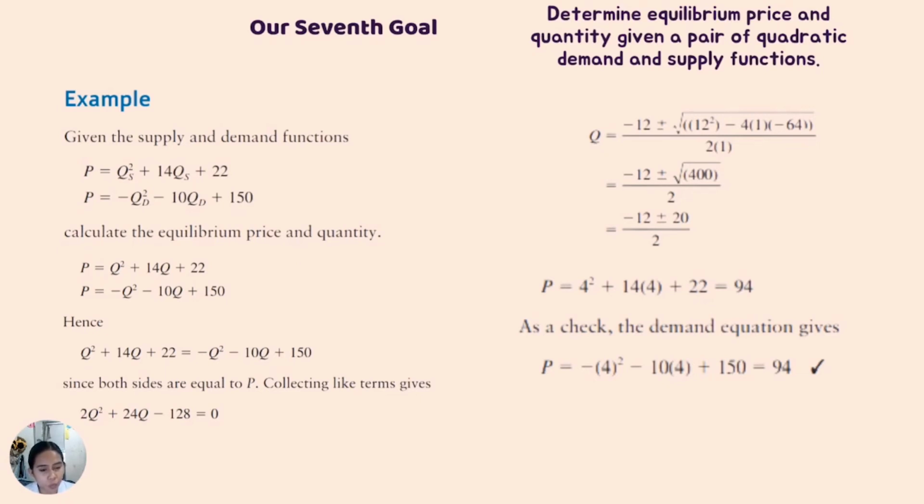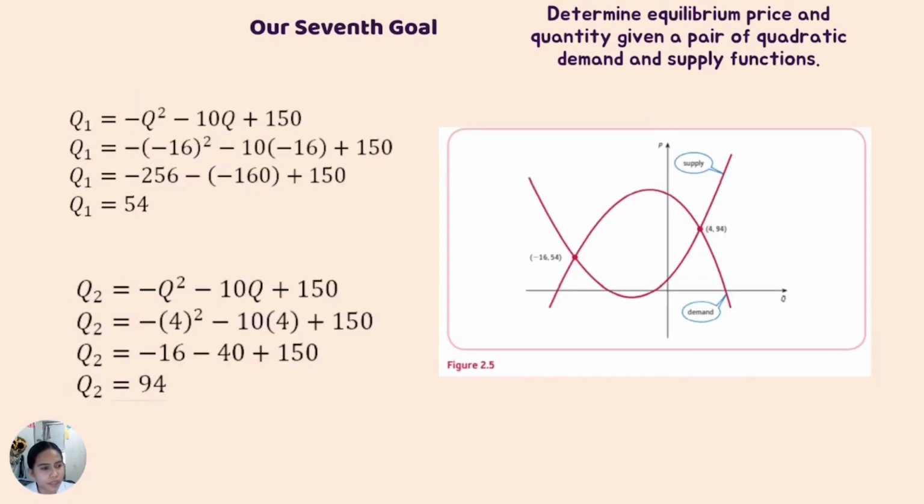So where we get this one, the demand equation, what we did is we get the second P, which is negative Q squared minus 10Q plus 150. And now we have this. So now I calculate this one to get the point. So Q1 and Q2. As I said a while ago, we get the second equation to get the points of y. So the Q1 will be 54.